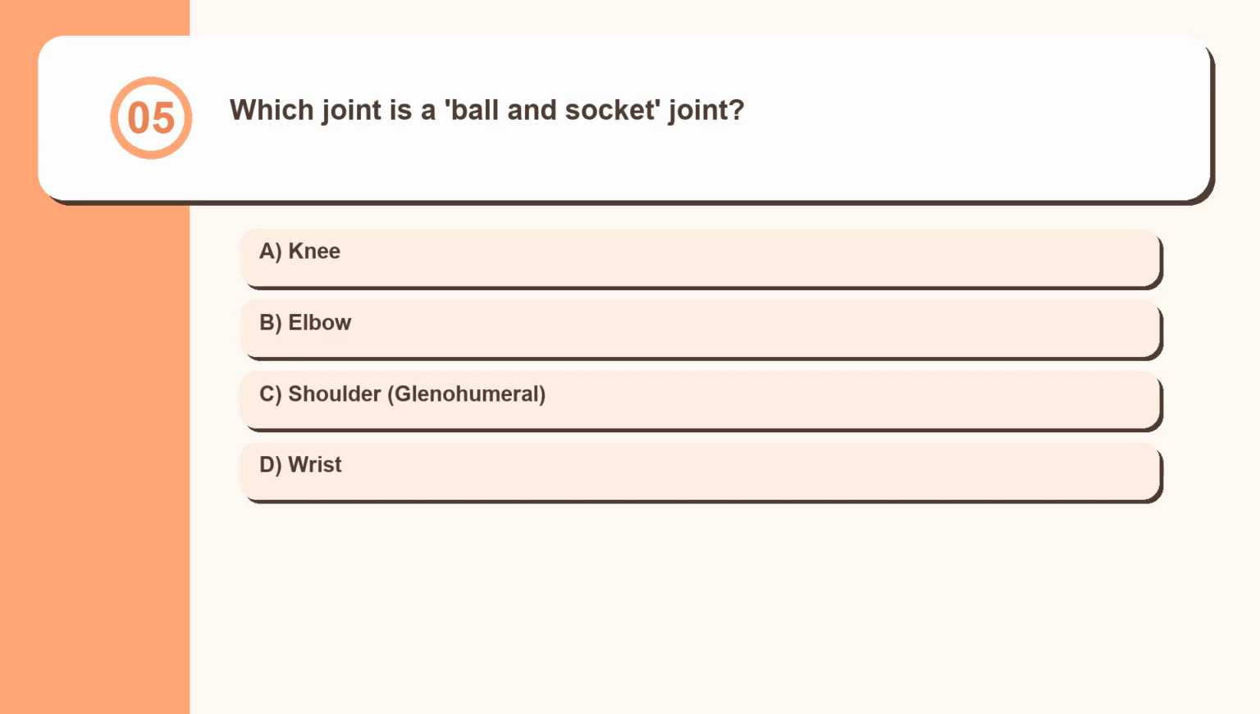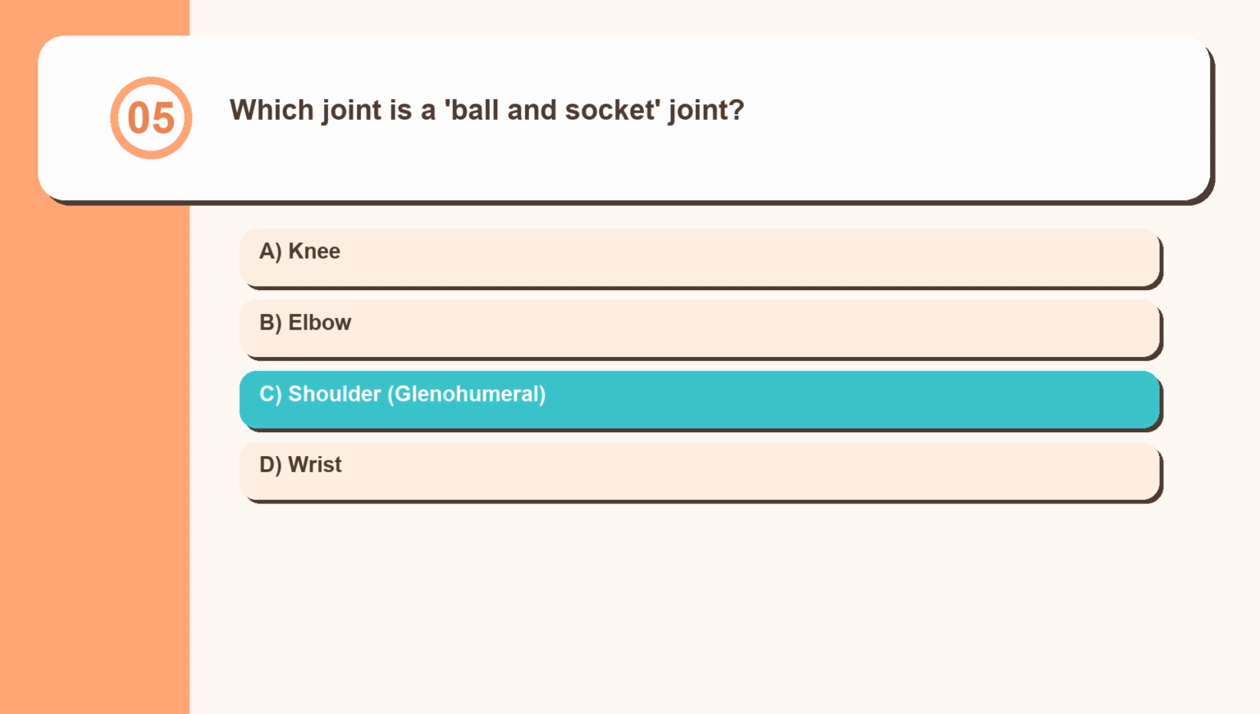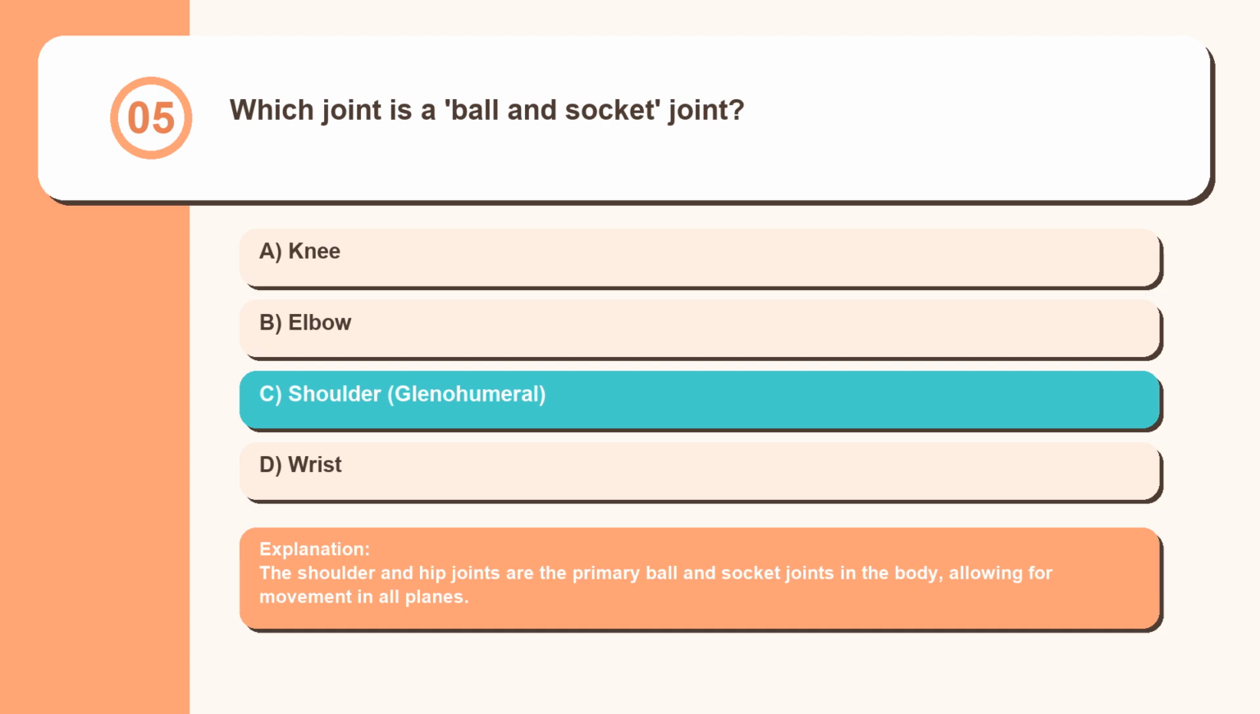Question 5. Which joint is a ball and socket joint? Knee, elbow, shoulder, glenohumeral, wrist. The shoulder and hip joints are the primary ball and socket joints in the body, allowing for movement in all planes.